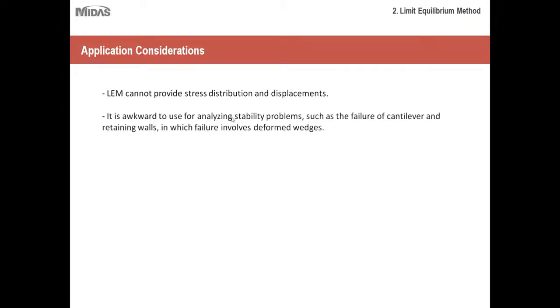Also, it is awkward to use for analyzing stability problems, such as the failure of cantilever and retaining walls, in which failure involves deformed wedges. So if you have any more complex structures involved, for example, like it says here, a retaining wall or any sort of cantilever, any sort of foundation by the slope, then it's very awkward to use for those types of projects, just because it can't take those variables into account as well as the finite element method or the strength reduction method, which I'll talk about in the next chapter.